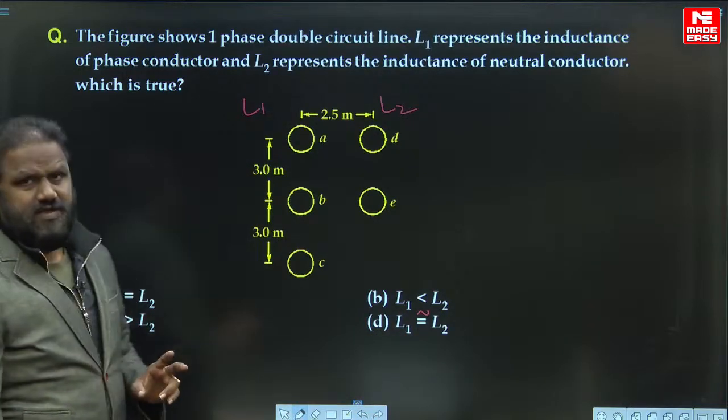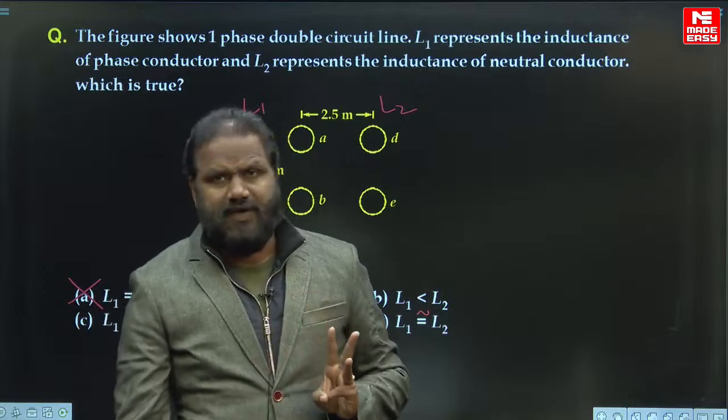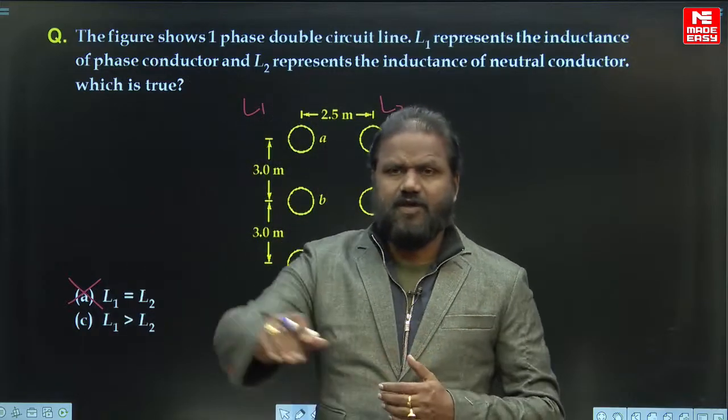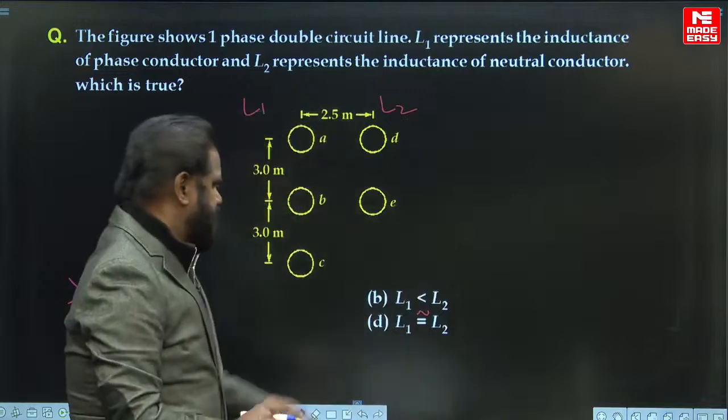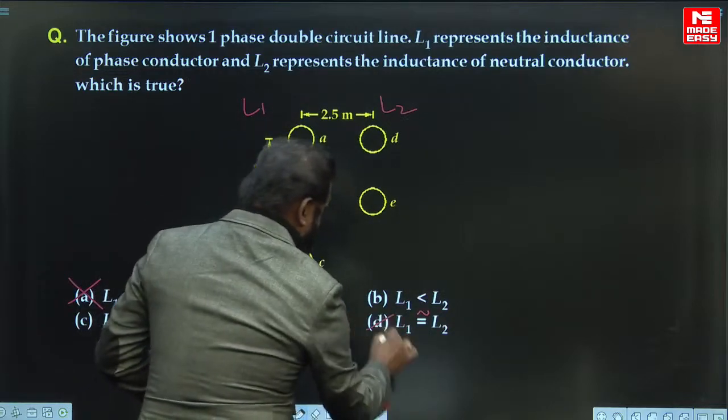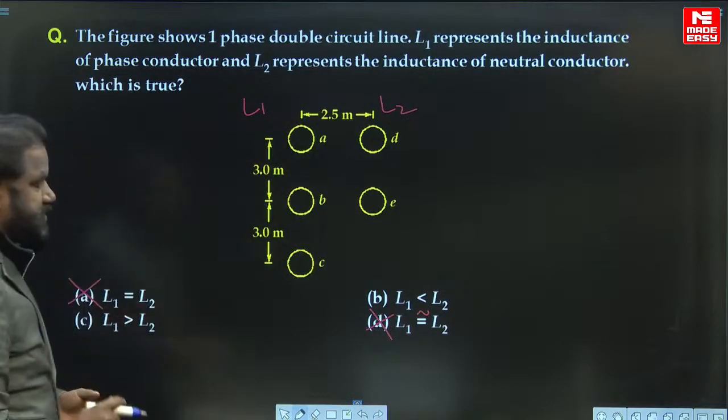Actually, a logical comparison can be made for 3 cases only, but we have to give a fourth option. The most useless fourth option is sometimes added like this. Thereby this is also a wrong option. So either B or C is the right option.